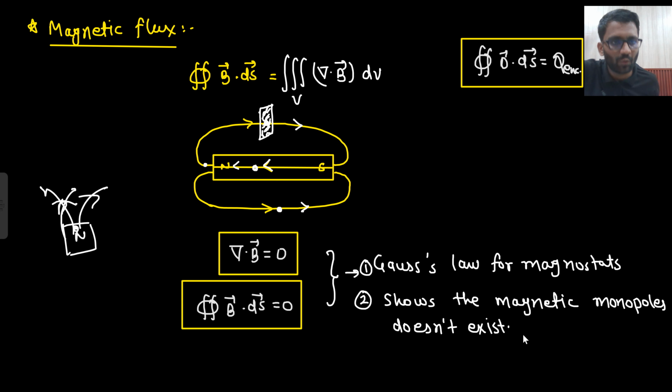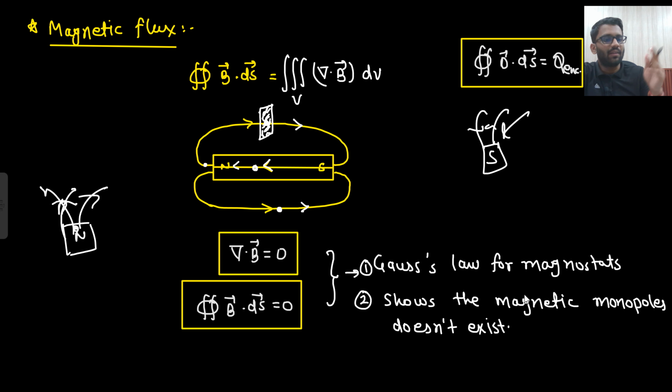But if only a monopole is existing, then field lines will only go out. Or if only a south pole is existing, it will only come in. So there you could say that divergence is non-zero. Here it is positive, here it is negative. This is what you would have said. But it never exists: magnetic monopoles.